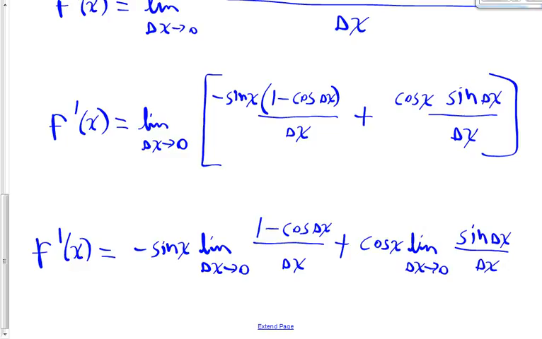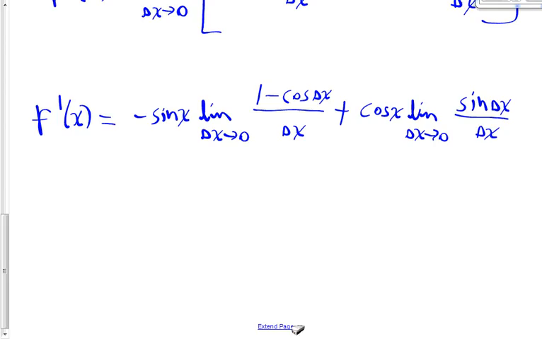And these are two limits that I actually know. Well, this one, the limit as delta x approaches 0 of 1 minus the cosine of delta x over delta x, that limit goes to 0. So this is 0 times negative sine x, which is 0. And this other one here, well, the limit as delta x approaches 0 of the sine of delta x over delta x, that limit is 1. So that's 1 times cosine of x, or just cosine of x.